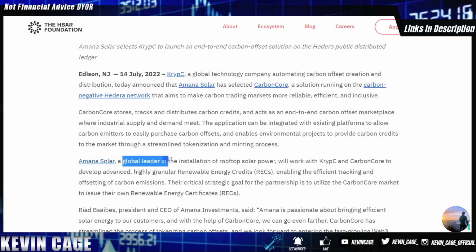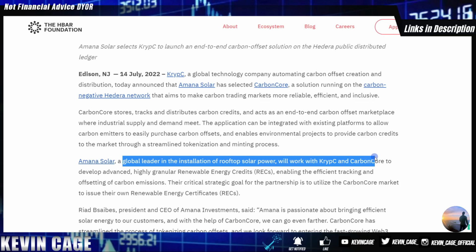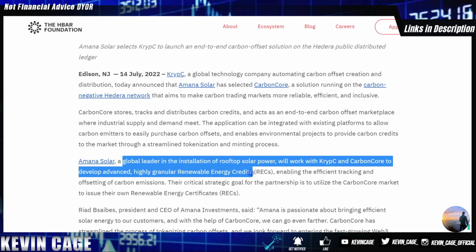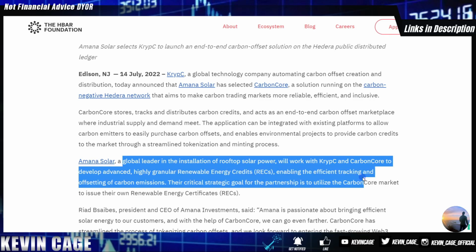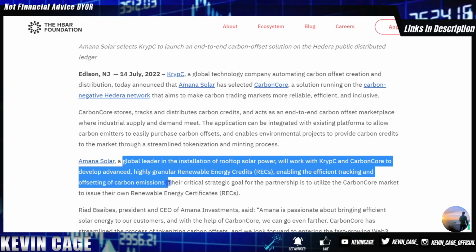Amana Solar is a global leader in the installation of rooftop solar power. They're going to be working with CryptC and Carbon Core. And Carbon Core is running on Hedera's network to develop advanced, highly granular renewable energy credits, or RECs, enabling the efficient tracking and offsetting of carbon emissions.